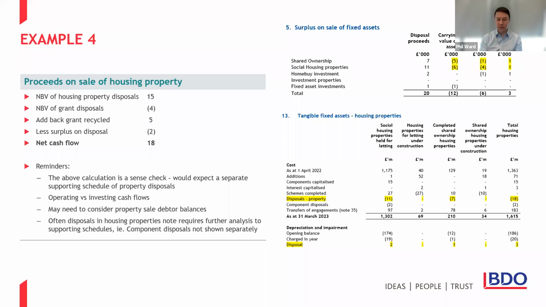So this mechanical transaction here, that is purely a sense check. What I'd expect in the real world, in your accounting records, is you'd have a separate supporting schedule of all your fixed asset housing property disposals in the year, which would detail how much you sold each for, and that would give you a total that you would need to reconcile to if you're coming up with a different figure here in terms of the cash flow.